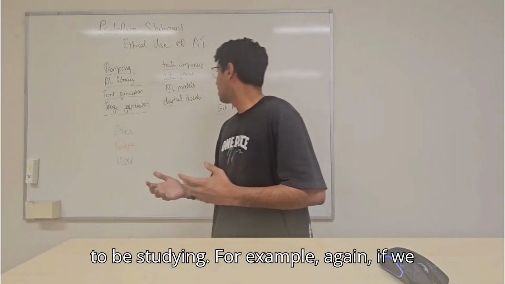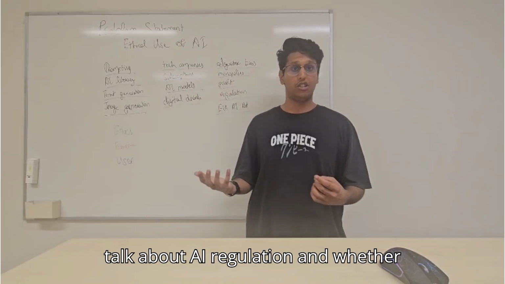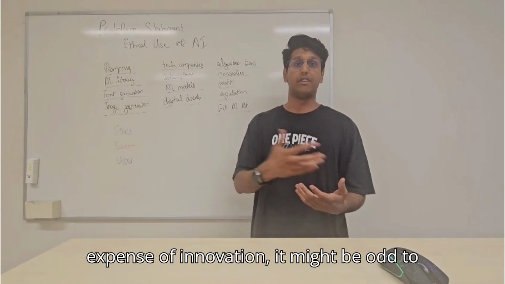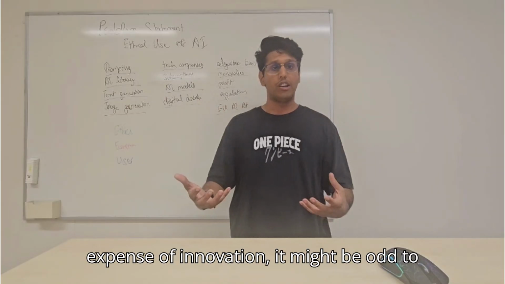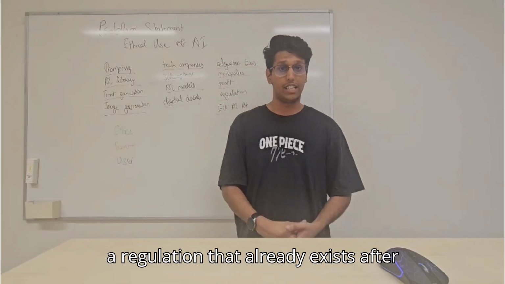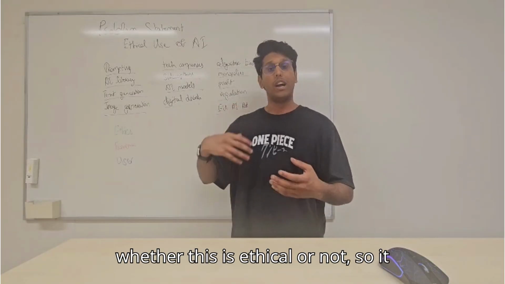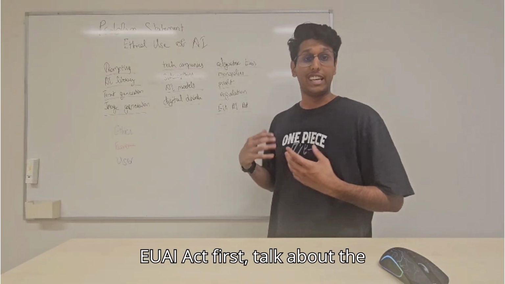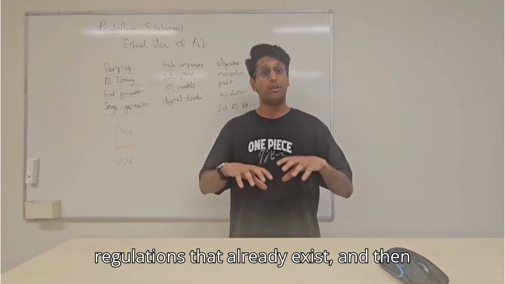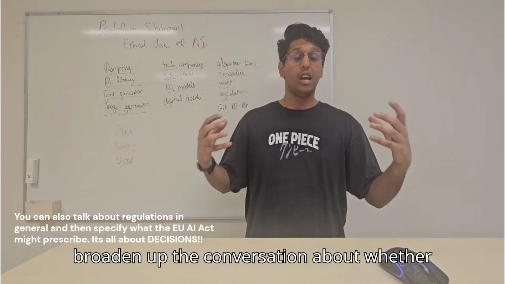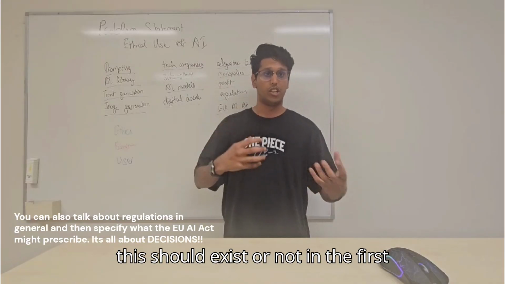For example, again, if we talk about AI regulation and whether it's ethical to regulate AI at the expense of innovation, it might be odd to talk about something like the EU AI Act, a regulation that already exists, after whether this is ethical or not. So it might make more sense to talk about the EU AI Act first, talk about the regulations that already exist, and then broaden up the conversation about whether this should exist or not in the first place.